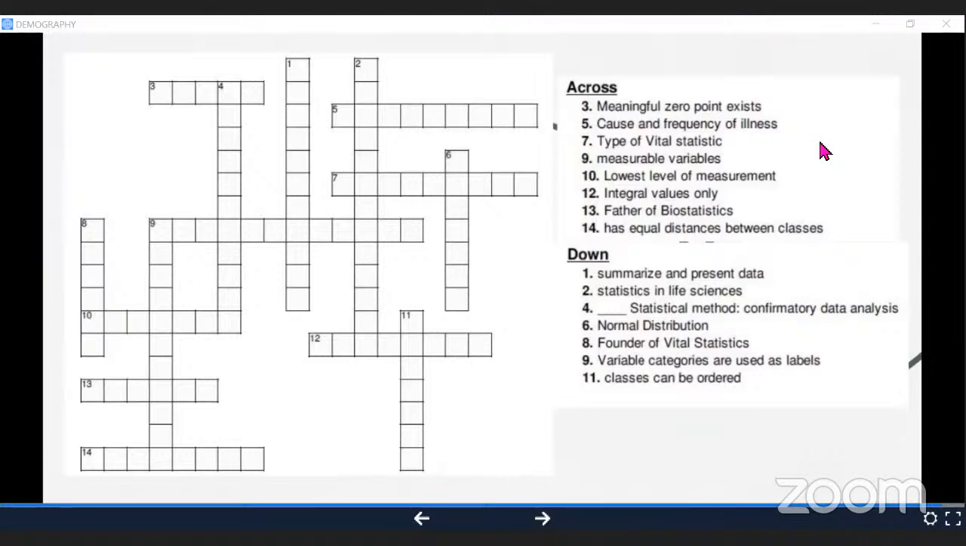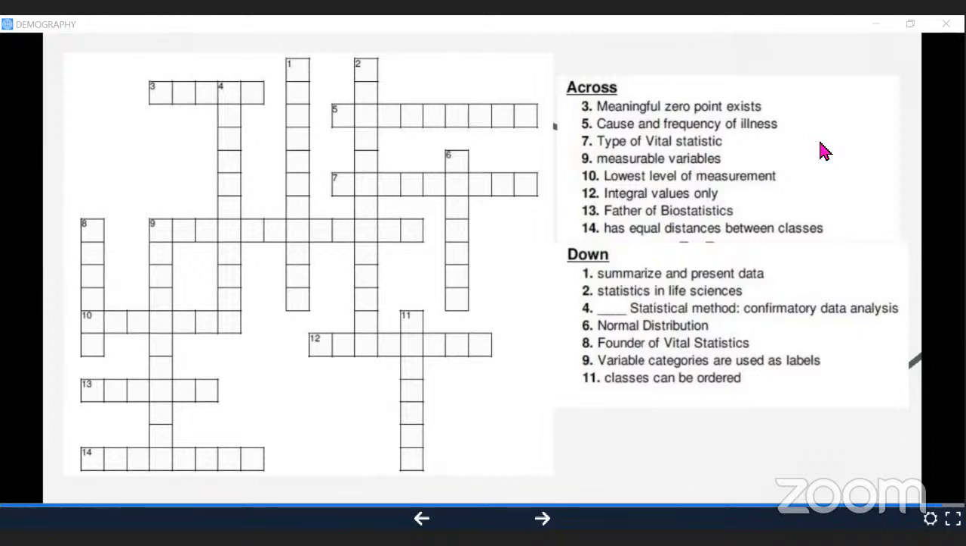Number 6, normal distribution. Number 6 down, normal distribution is Gaussian distribution. Variance. Number 7, type of vital statistic: fertility, marriages. Number 8, founder of vital statistics: Graunt. Number 9, variable categories are used as labels.